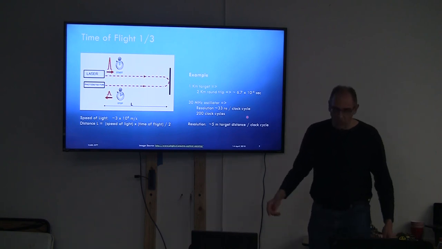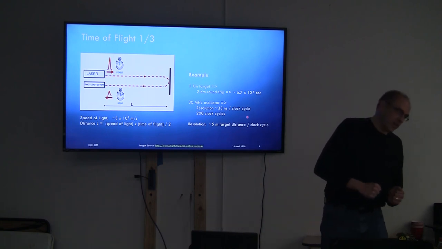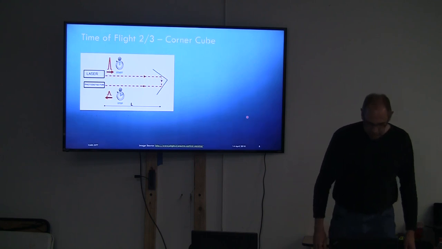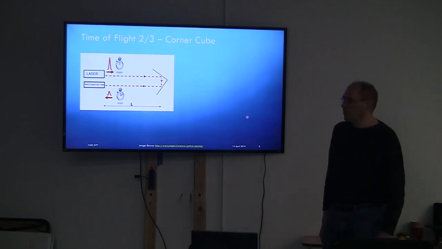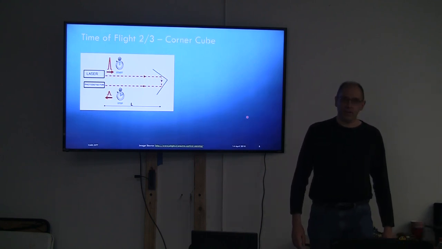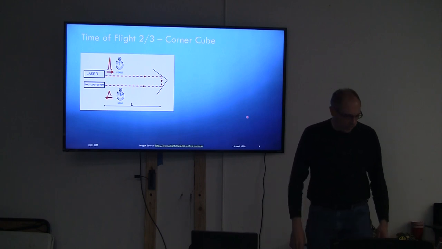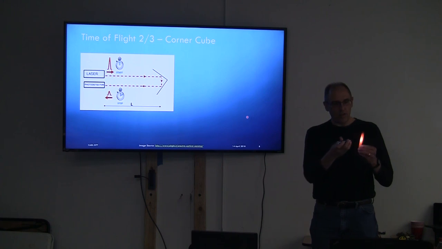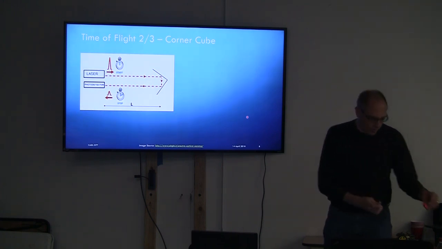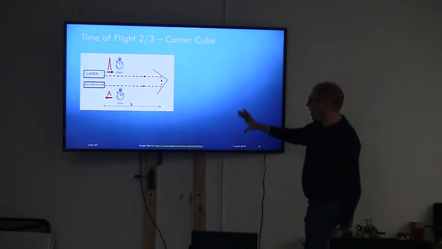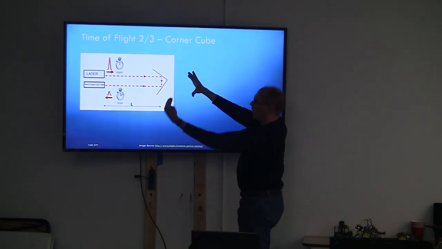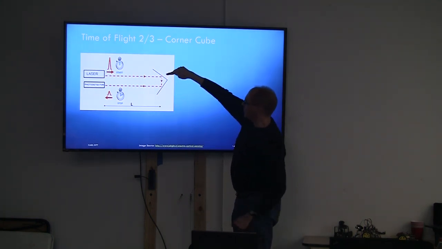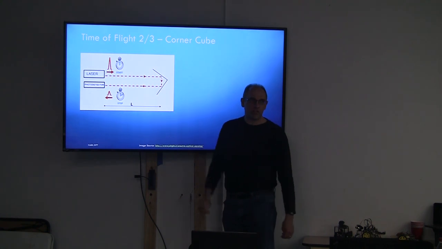Except, we know real light doesn't see a wall coming and take a nice gentle turn. It doesn't work that way. So, anybody heard the term corner cube before? Okay, for those that haven't, here's an example of a corner cube. The nice thing about corner cubes is that when you have these 90 degree angles, it doesn't matter what angle the light hits, because it'll come straight back at you.